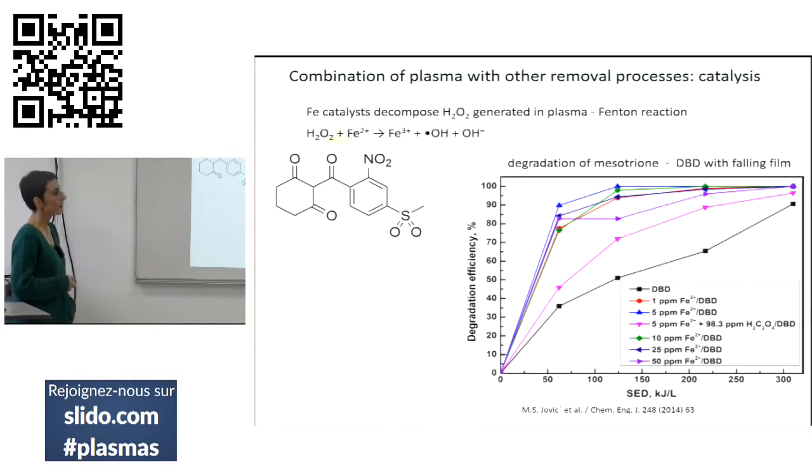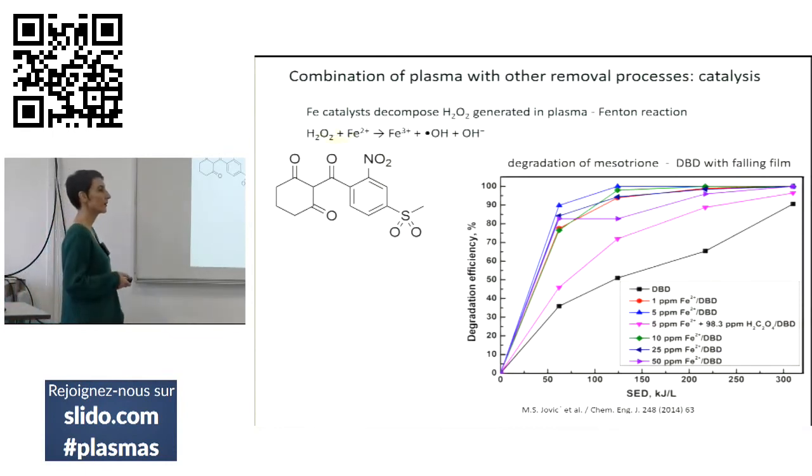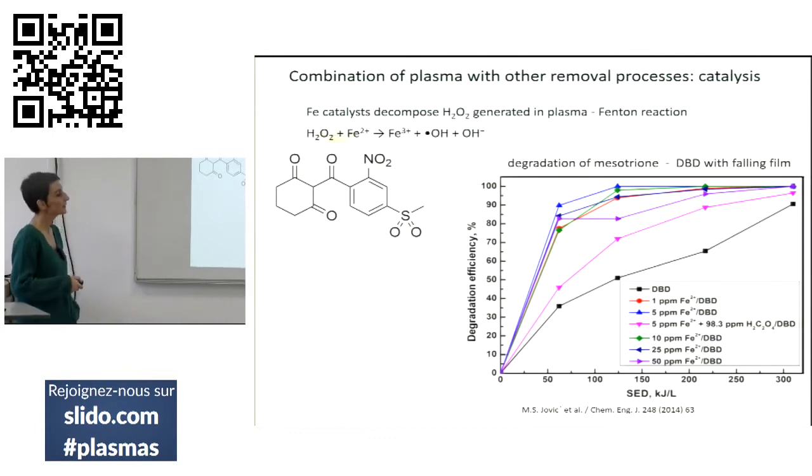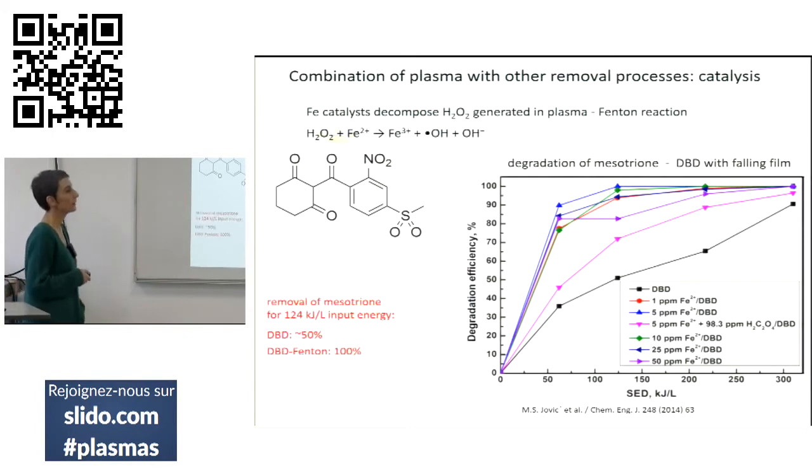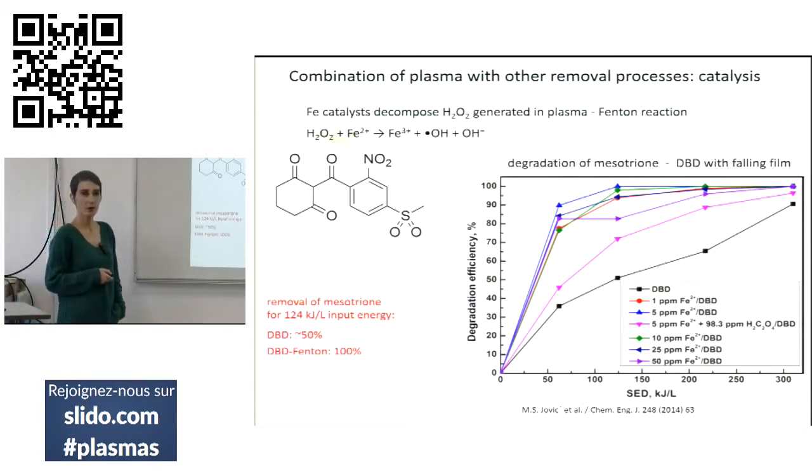Another result, also in a DBD with liquid falling film, in this case the coaxial version, is this one. So again, the plasma results are here, and the results with plasma combined with iron catalysts are significantly better. And it seems also that the amount of catalyst is important, and optimization can still be made.